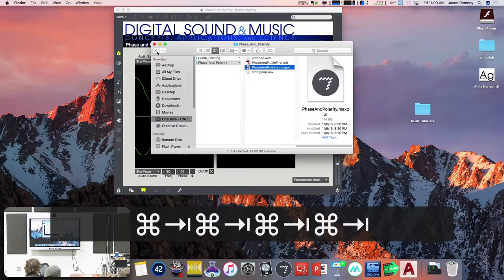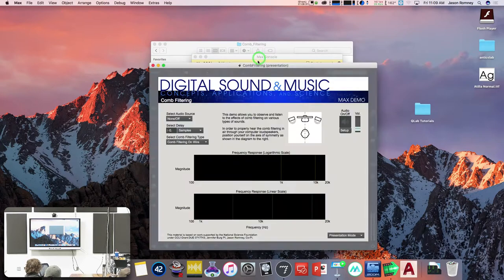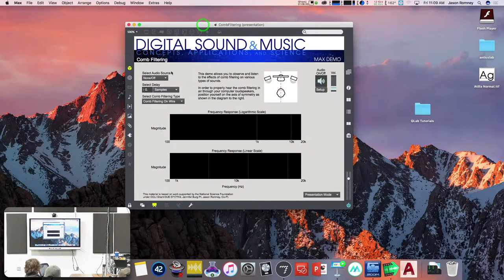Okay, so we're going to get rid of this one. Here's comb filtering. Okay, so what I want you to do is get up out of your seat and position yourself perfectly centered between these two loudspeakers, okay?